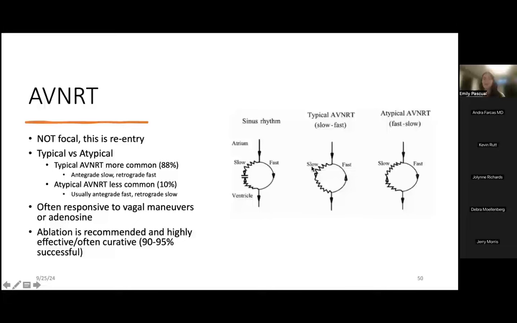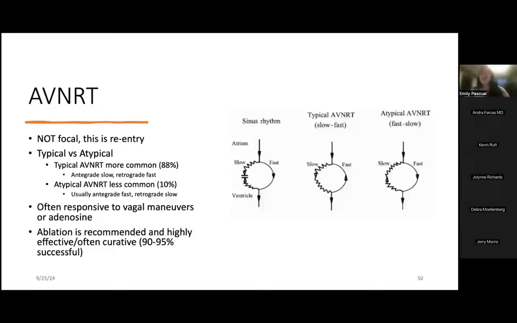So the slow pathway has a really short refractory period, meaning that it doesn't take long for the slow pathway to recover and be able to accept another signal. The fast pathway is the opposite, where it has a really long refractory period and it takes a long time for it to recover and accept another signal. So it's sort of like traffic lights.